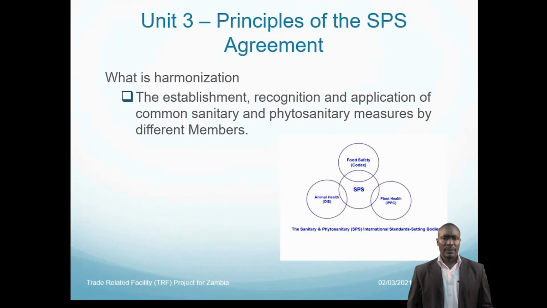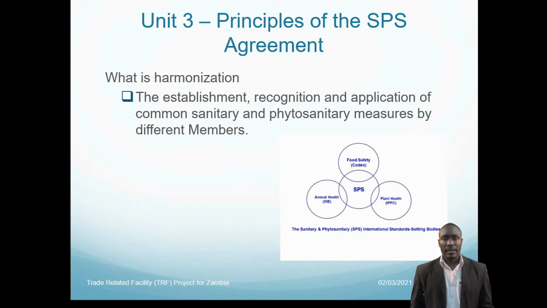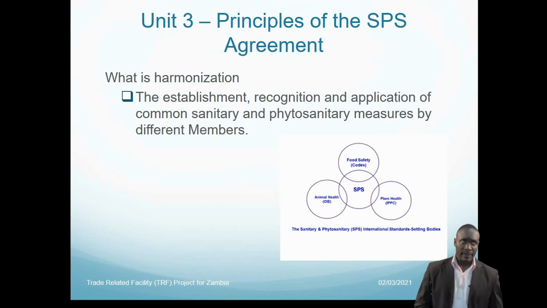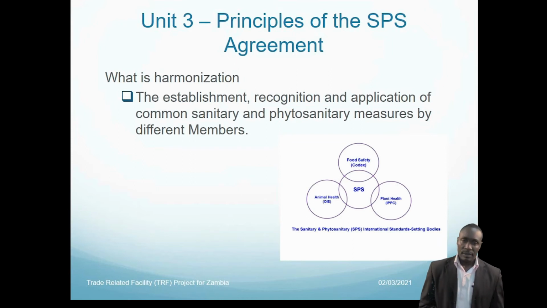What is harmonization? Like we say, it's the establishment, recognition, or application of common sanitary and phytosanitary measures by different countries. So the commonality is achieved by this harmonization process. You remember that the harmonization is by some standard setting bodies that are international. And these draw their members from the member countries in which this may be applied. So there is some input into the document, and there's also some expected obligation to follow that document to the fullest.